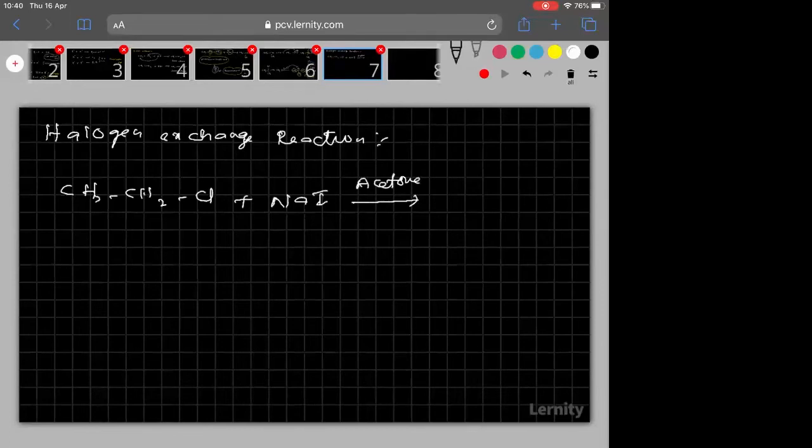The name itself indicates halogen exchange. Here the halogen is chlorine, here the halogen is iodine. So exchange them. Then what is the product formed here? Product formed is CH3, CH2I, iodoethane plus NaCl. Please copy. In this one, some important points are there. I will discuss those points here.